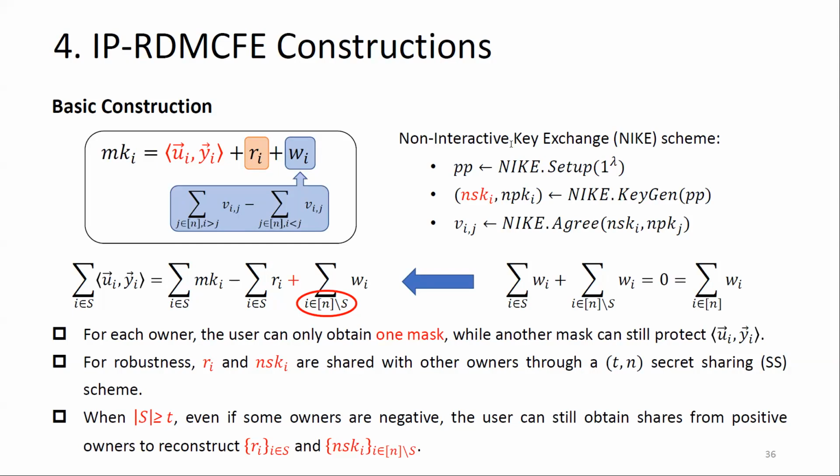To obtain the mask Wi, the user can obtain NSKI. So the user actually needs to obtain Ri of positive owners and NSKI of negative owners. For robustness, Ri and NSKI are shared with other owners via a threshold sharing scheme. In this way, as long as the number of positive owners is not less than a given threshold, even if some owners are negative, the user can still obtain shares from positive owners as part of the desired information.